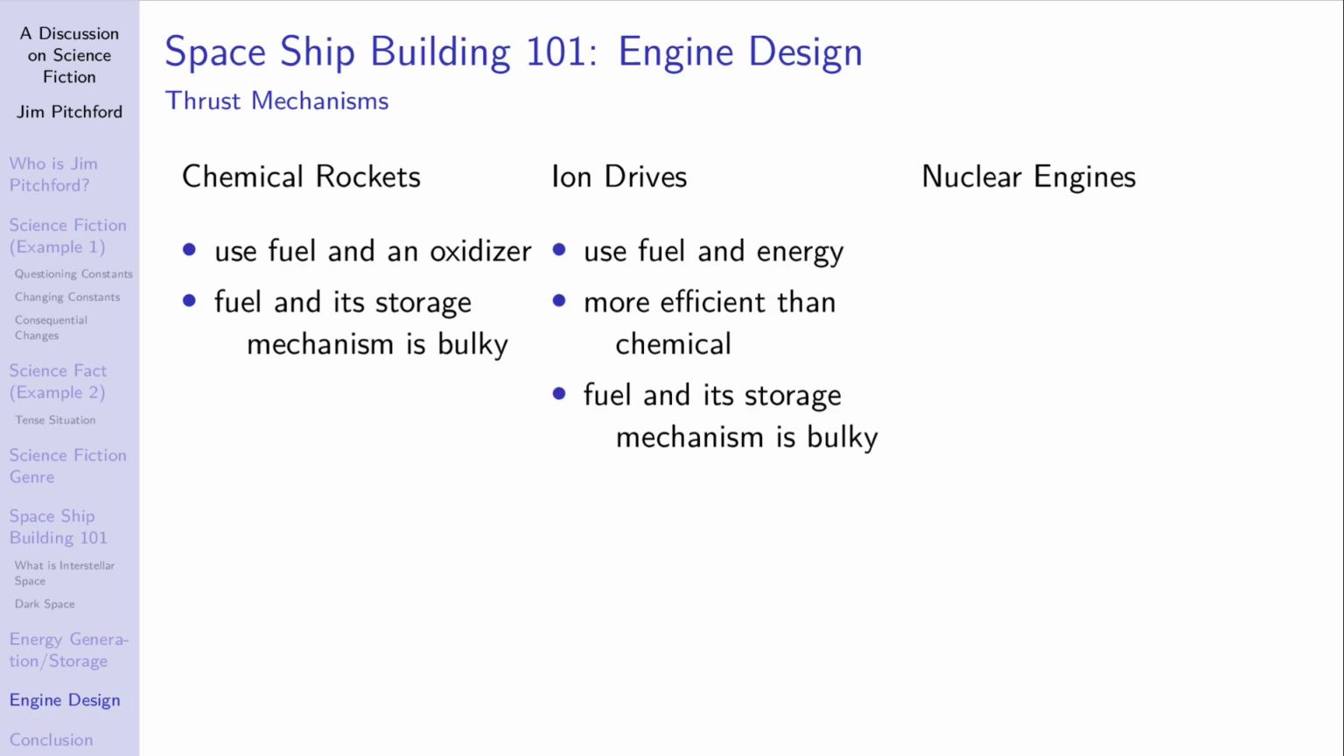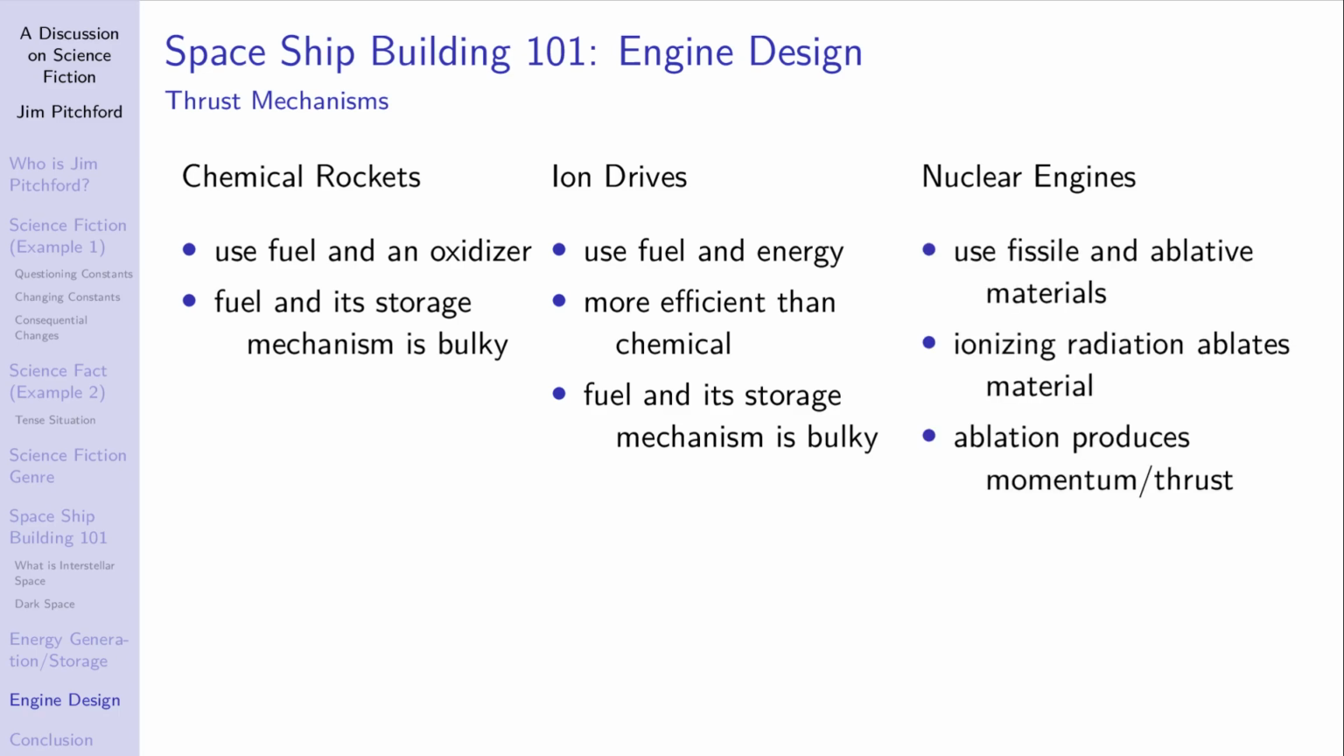Ion drives. Well, they're better. They use fuel and energy, and fuel is ions and then electricity to throw them out in a specific direction. So that does make them more efficient than chemical, but still, you've got that fuel that you have to store, and that mechanism for storing is going to be kind of bulky. It's going to take up space that cannot be used for anything else. And then there's nuclear engines.